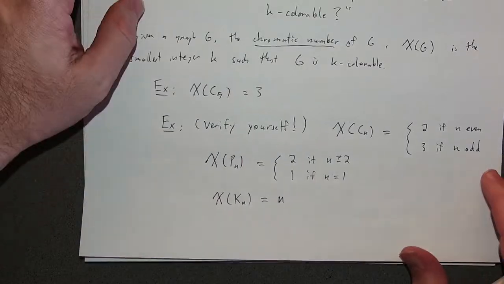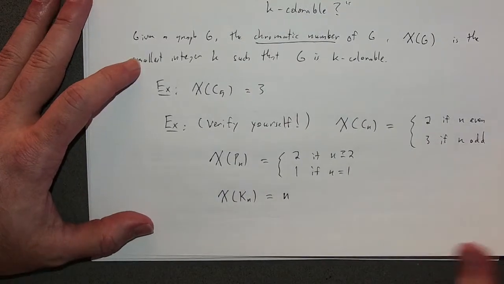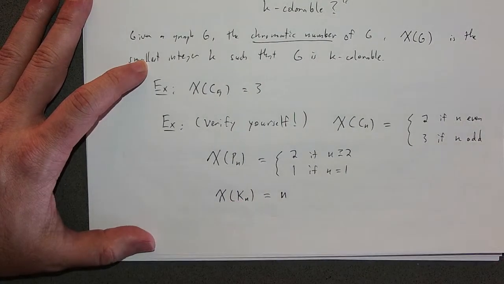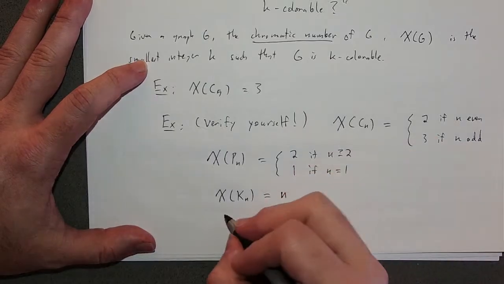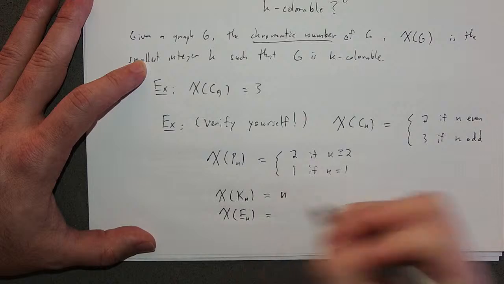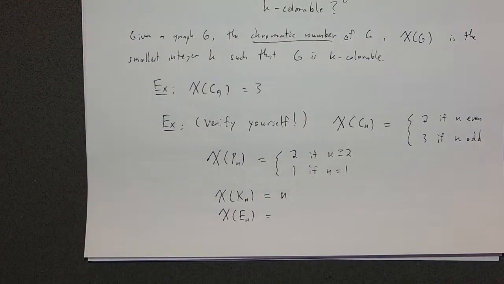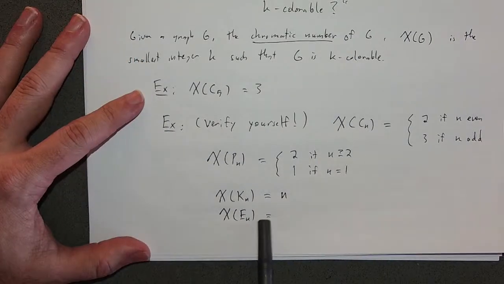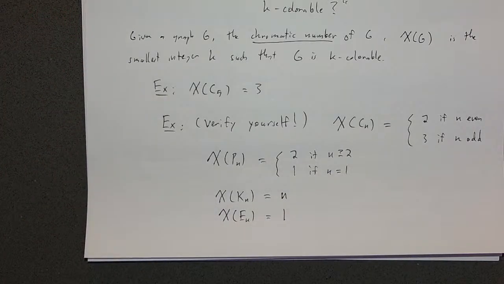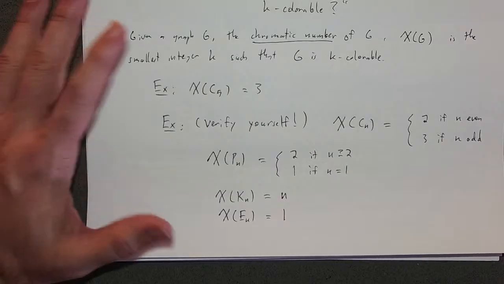So using fewer colors than that is never going to work. So n is the number. This is like one complete extreme, right? What is the chromatic number of an empty graph on n vertices? Well, on an empty graph, none of the vertices are adjacent, so 1. You can just use a single color to color everything, and since none of them are adjacent, that's not a problem.